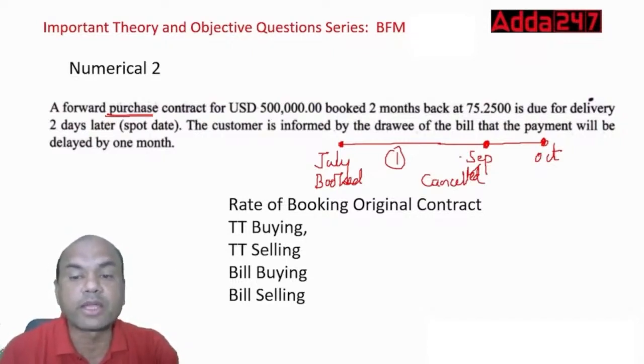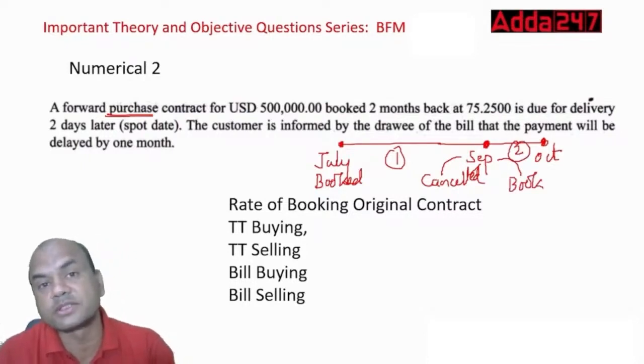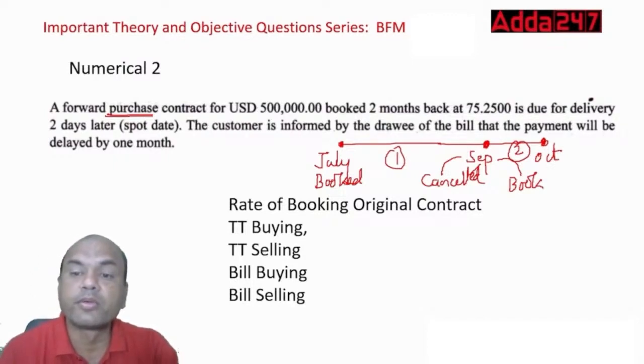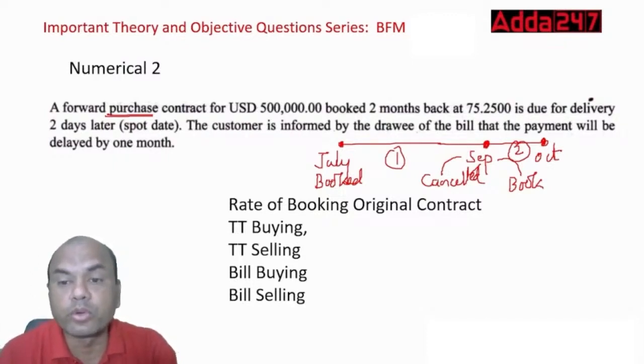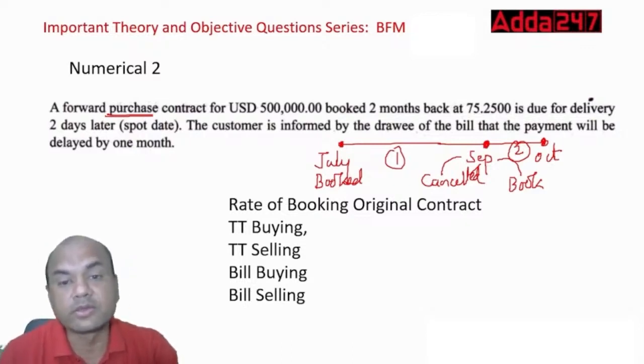The banker will have to cancel transaction number 1 and will have to book a new contract. Book a new contract for October, this 1 month. Because up to the time payment is not received, the transaction is not over. Okay. So the bank will have to do 2 transactions over here. One is cancelling the older one and booking the new one. Okay. Now let's look at it.